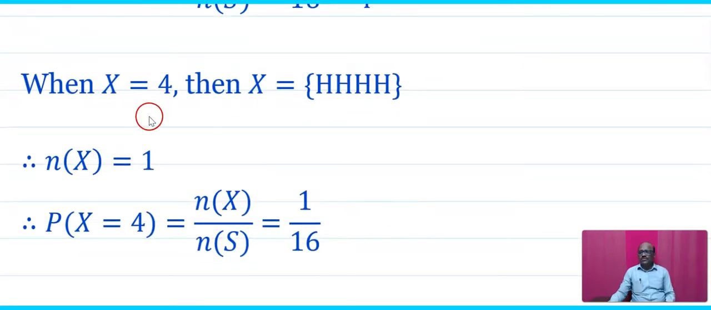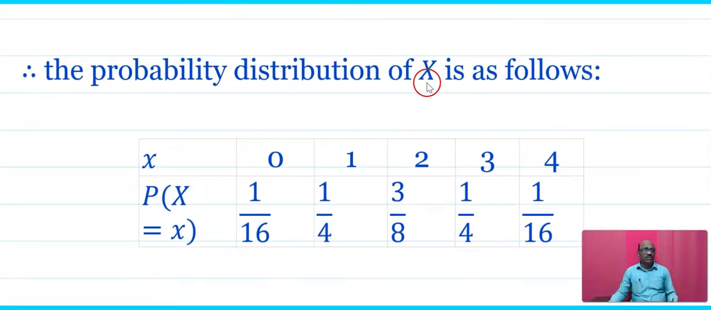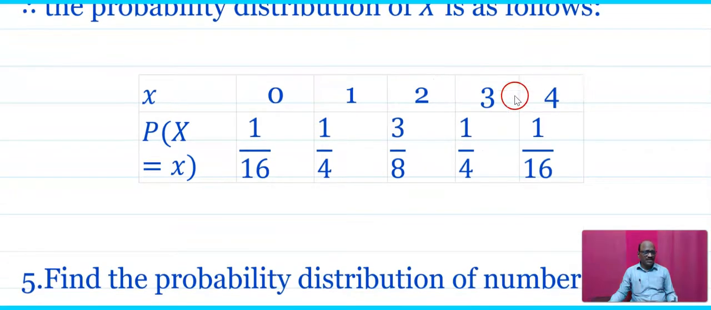When X equals 4, all are heads. This happens only a single time. And therefore, its probability is n of X upon n of S, and that is equal to 1 upon 16. And hence, the probability distribution of capital X is as follows. 0 head 1 upon 16, 1 head 1 by 4, 2 heads 3 by 8, 3 heads 1 by 4, and 4 heads 1 by 16.